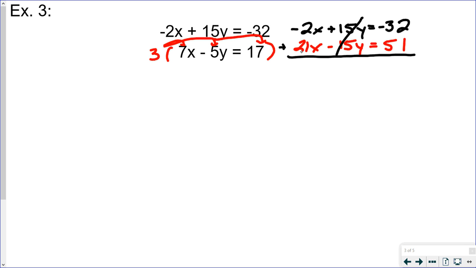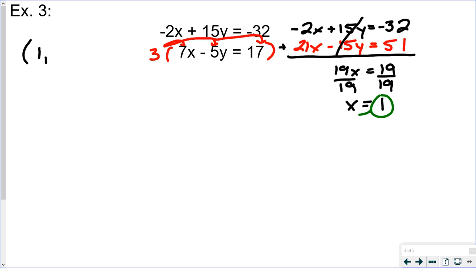Negative 2x plus 21x is 19x. Negative 32 plus 51 is 19. Divide both sides by 19. And I get x equals 1. So now I need to plug this in. So that's half my solution. Now I need to plug this in to either equation and solve for y. So let's plug it into the bottom equation.